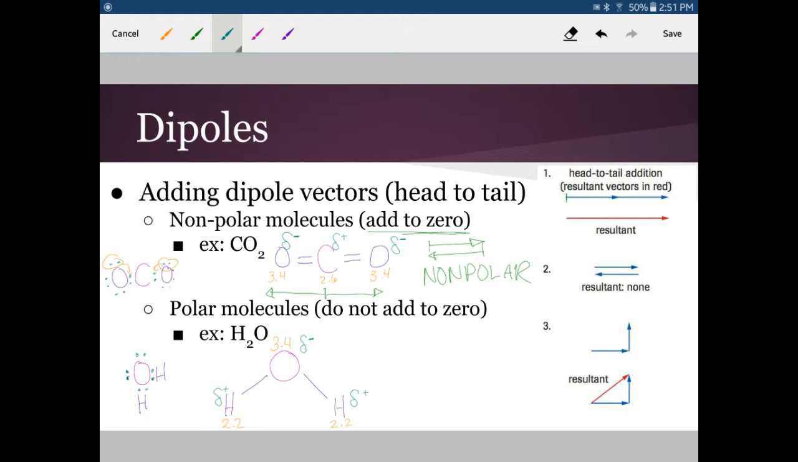And because we're talking about bond dipoles, I have to note each bond. 1 bond here and 1 bond here. When I do that, I see that I have a bond dipole from my positive to my negative. Again, my positive to my negative. Now again, if I was to add these 2 vectors up, I would see something like this.